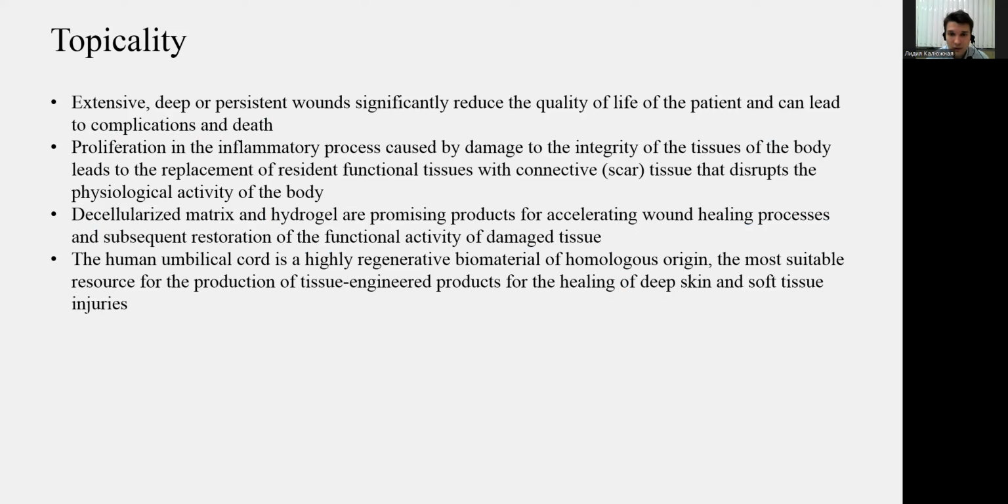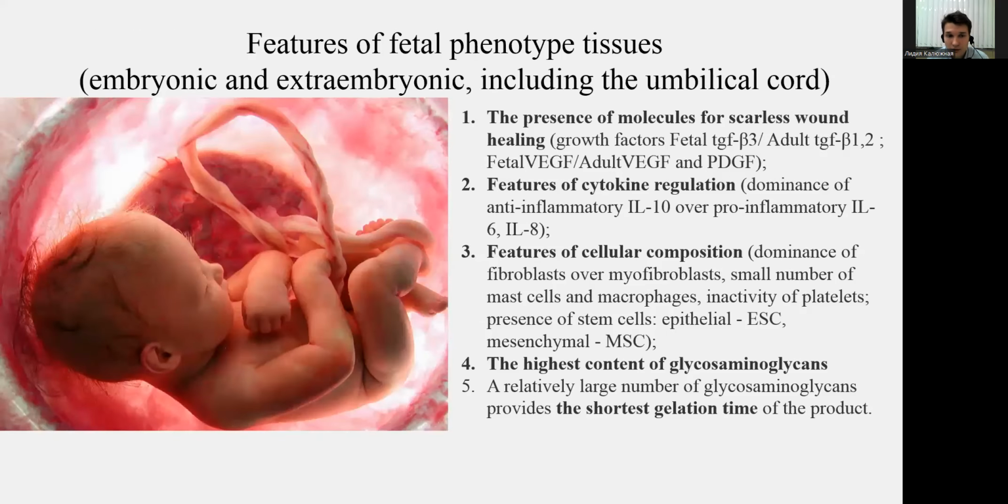The most suitable biomaterial of homologous origin for the fabrication of tissue-engineered products is the human umbilical cord. Let's see what advantages this material has. First of all, fetal phenotype tissues, such as hydrogel of umbilical cord, contain a large number of growth factors that provide chemotaxis, proliferation, cell differentiation, and angiogenesis. The biomaterial contains a dominant number of anti-inflammatory cytokines. The cellular components of the structure of the umbilical cord favor healing.